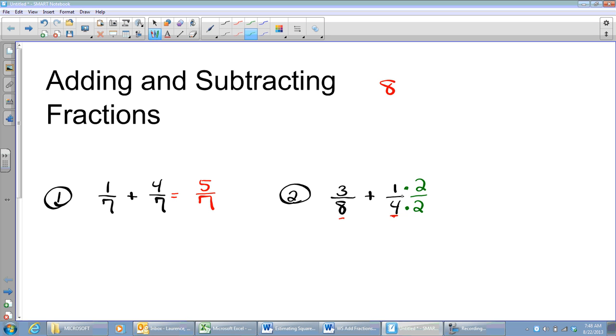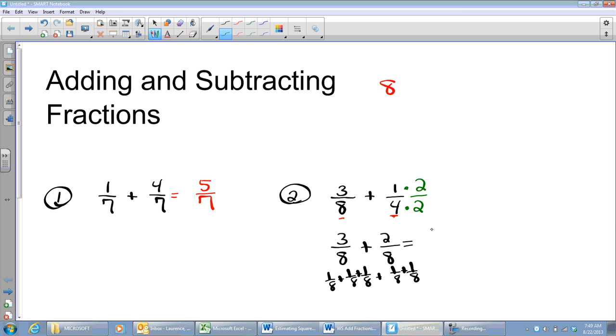I'm going to change the way 1/4 looks, but I'm not changing its value because I'm multiplying by a form of 1. So I'm not going to do anything to this first fraction because its denominator is already 8. So I have 3/8, and let's see, 1 times 2 is 2, and 4 times 2 is 8, and now I have 2/8. Well, if I have 3 eighths and I have 2 more eighths, how many eighths do I have altogether?